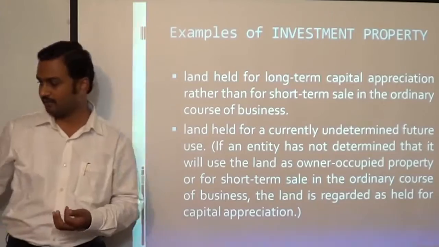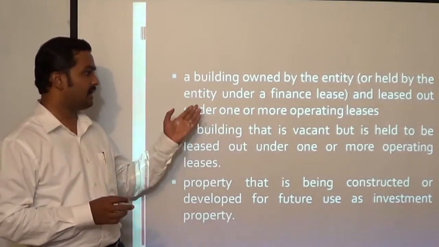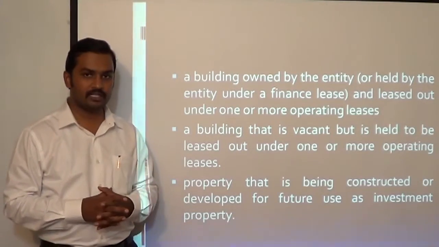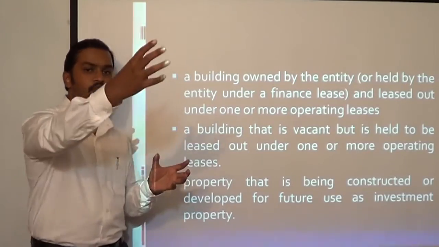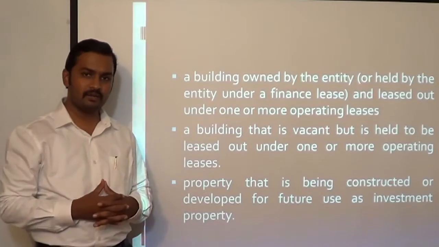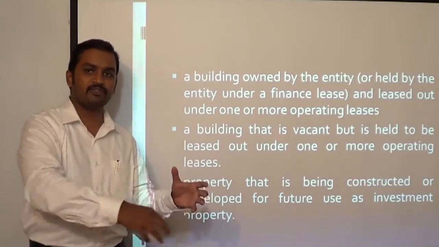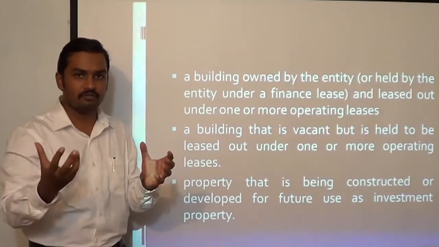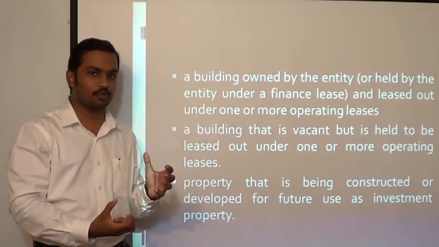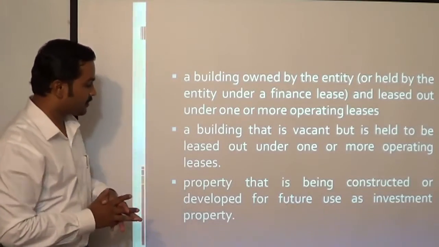So if you are holding land and currently the use has not been determined, it can continue to be shown as an investment property. Okay. Then a building owned by the entity or held by the entity under finance lease and leased out under one or more operating leases. So if you have a building and you have leased it out on operating leases, it becomes an investment property to you. A building that is vacant but held for giving it on lease to somebody. You have a building, it is presently vacant but you are holding it for giving it on lease. Whenever a proper lessee approaches you, you are ready to give it on lease to him. In such a case, it will continue to be considered as an investment property.